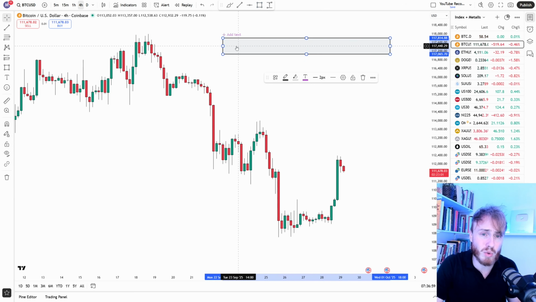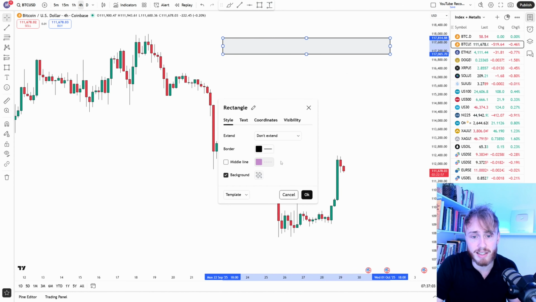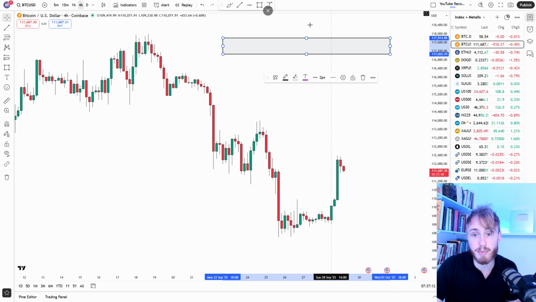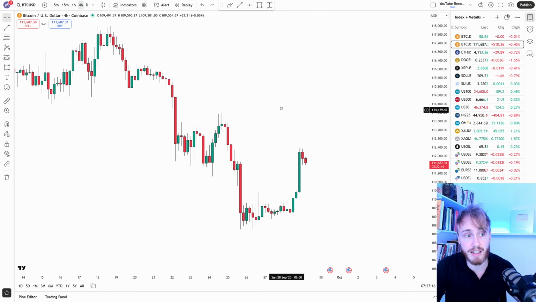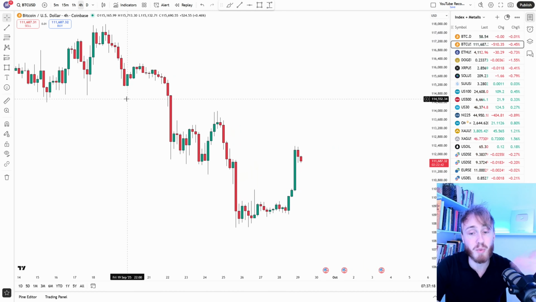And if this tool doesn't look exactly like mine, don't worry, you have the settings right here. You can change, for example, the border. You can change if you want a middle line or not, and you can change the background color. Feel free to customize this tool however you like. I like to keep it gray. I feel like that's a good color on my white TradingView.